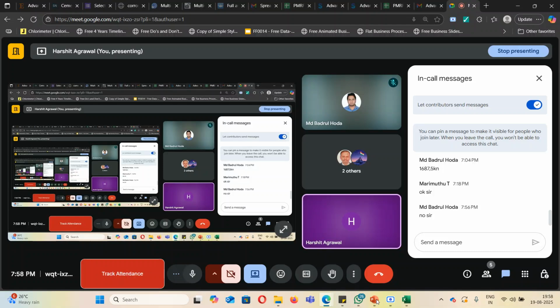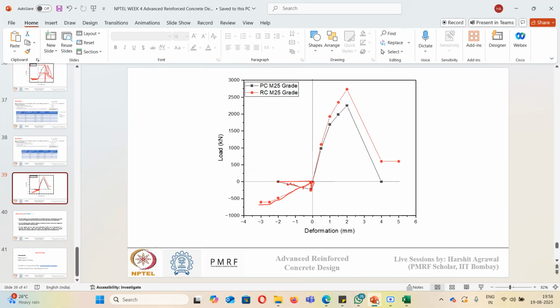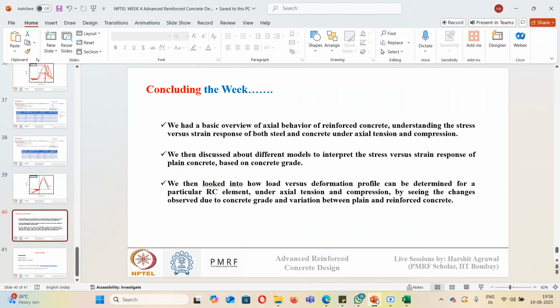Okay, so this was all for today's session. So we first had an overview of axial behavior of reinforced concrete by understanding the stress versus strain response for both steel and concrete in axial compression and tension. We discussed different models to interpret the stress versus strain profile of plain concrete based on the concrete grade. Hognestad's model we saw for less than 40 MPa strength, and Thorenfeldt's model for more than 40 MPa strength. And we looked into how we can plot load versus deformation profile for a particular RC element if we know the dimensions and the length of the member under axial tension and compression.